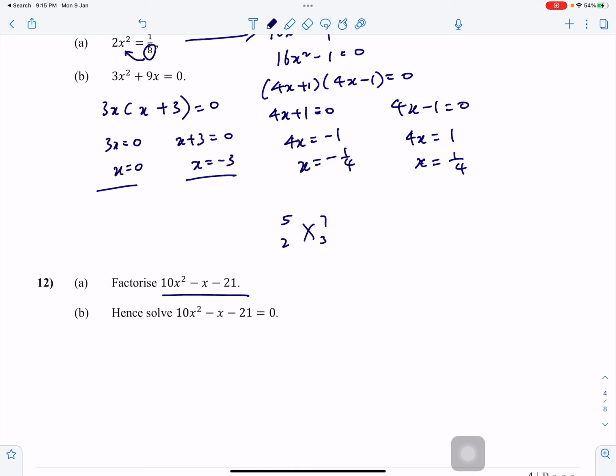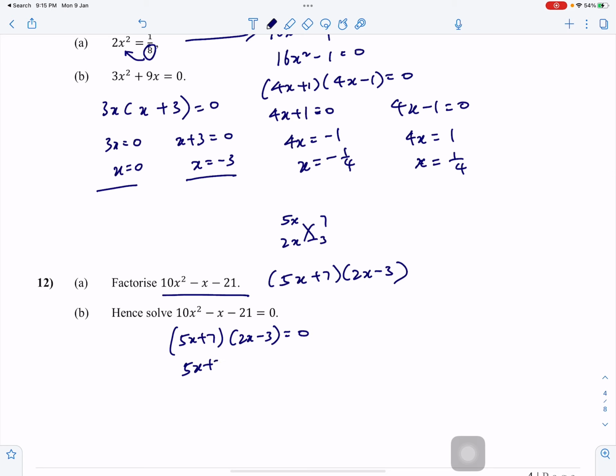Now this question number 12, you can actually just do a crisscross method. And you will see that this is 5x plus 7 and 2x minus 3. So 5x plus 7, 2x minus 3 is equal to 0. And you will see over here this 2. Okay, all right, so that's 12b.